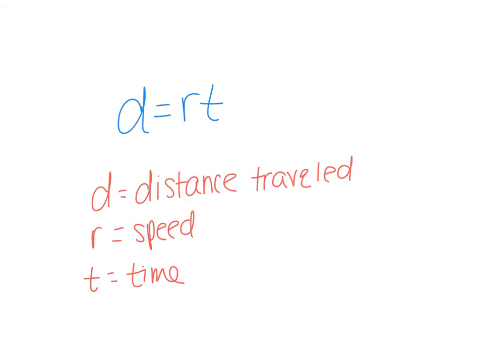You will also have some problems on your homework that need you to use the distance formula. The distance formula is D equals RT. D is the distance traveled, R is the speed, and T is the time. So you can substitute anything that you know. If you know the distance, you can put that in for D. If you know the speed, you can substitute that for R. If you know the time, you can substitute that for T. So D equals RT is the distance formula that you'll use on your homework.